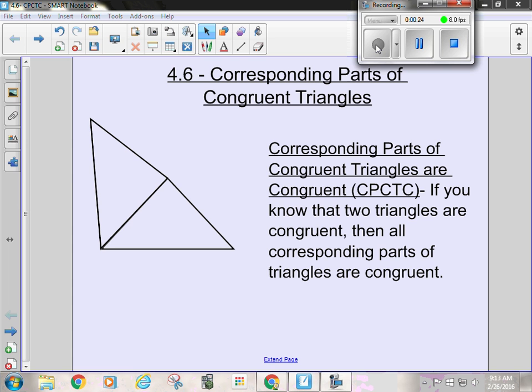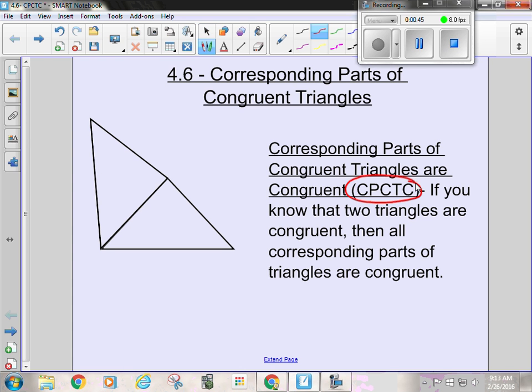Okay, so let's first talk about corresponding parts of congruent triangles are congruent, or CPCTC. That's how we're going to abbreviate it when we use it for proofs. So if we know that two triangles are congruent because we are either told that or we've proved that, then we know that all corresponding parts of the triangles are congruent.